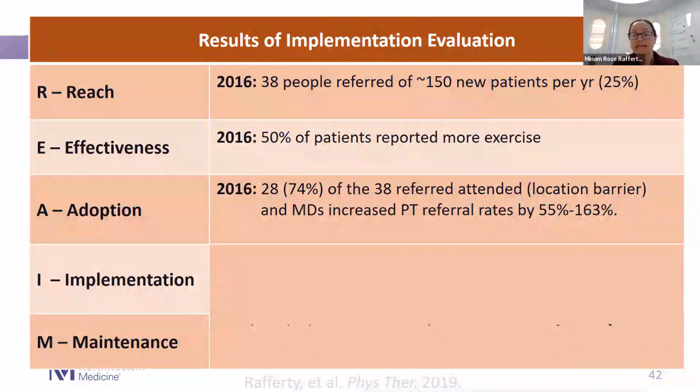We looked at adoption, and of the 38 patients who were referred, 28 of them came. So this is kind of a mixture, I think, between REACH and adoption, but it's the patients who are accepting their referrals. And we learned that one of the barriers was a location barrier, which I will talk to you more about when I present on sustainability. And we did find that our number of physicians who referred people with early Parkinson's increased in 2016, and the rate of referrals increased as well.